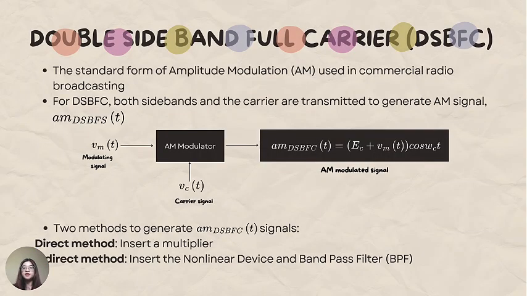First, double sideband full carrier, DSBFC, is the standard form of amplitude modulation and widely used in commercial radio broadcasting. In this technique, the carrier signal as well as both the upper and lower sidebands are transmitted together. However, a major disadvantage of the DSBFC is that a large portion of the transmitted power is wasted on the carrier, which does not carry any information. Despite this drawback, the DSBFC remains popular due to its simplicity and reliability.